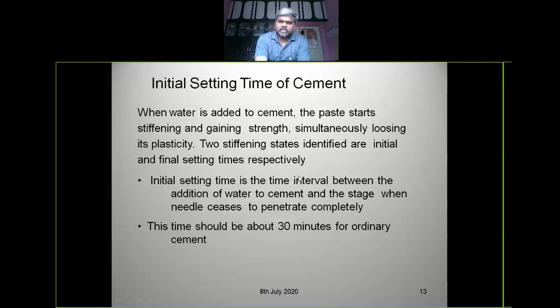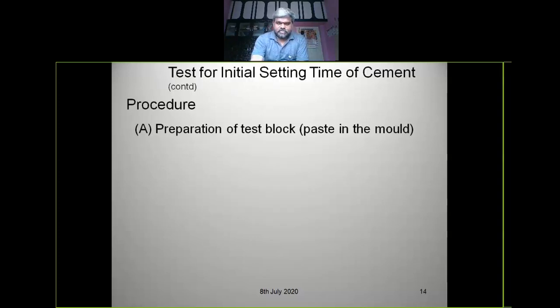Initial setting time is the time interval between the addition of water to the cement and the stage when the needle ceases to penetrate completely. Right. So initial setting time is the time from the adding of water to the cement until the needle can no longer penetrate completely. This time should be about 30 minutes for ordinary Portland cement, right? First we will see initial setting time, then final setting time.